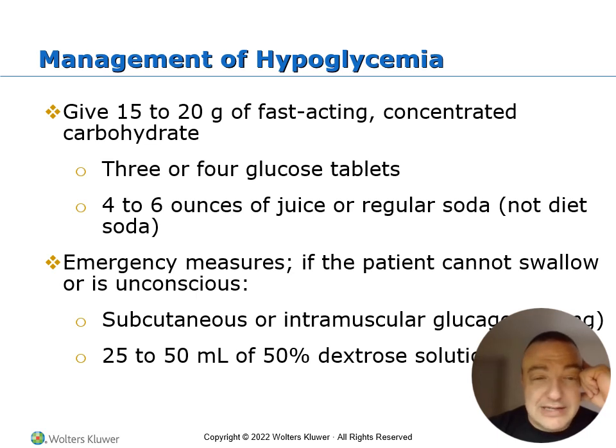If they are unconscious, cannot swallow, we can give them glucagon. Okay, glucagon will knock sugar out of the cell, increasing their blood sugar. All right, and then the D50, dextrose 50%, 25 to 50. That's an amp of D50. Make sure that you have a valid IV line, that the IV is patent. Okay.